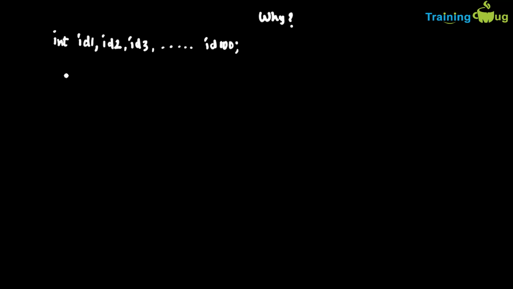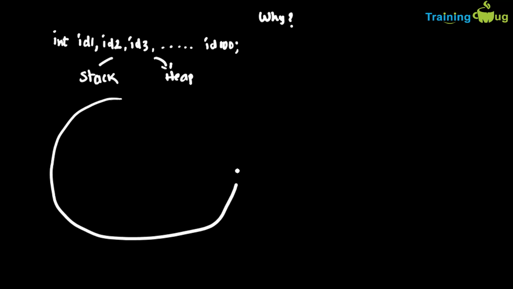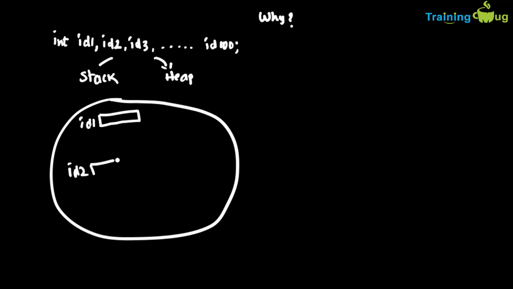So how are they going to be stored in memory? Depending upon the memory location, they can be stored either on the stack or on the heap, right? Let us understand that. This is a stack memory, and what exactly happens is ID1 occupies 4 bytes of memory, ID2 occupies 4 bytes of memory, ID3 occupies 4 bytes of memory, and ID100 also occupies 4 bytes of memory.